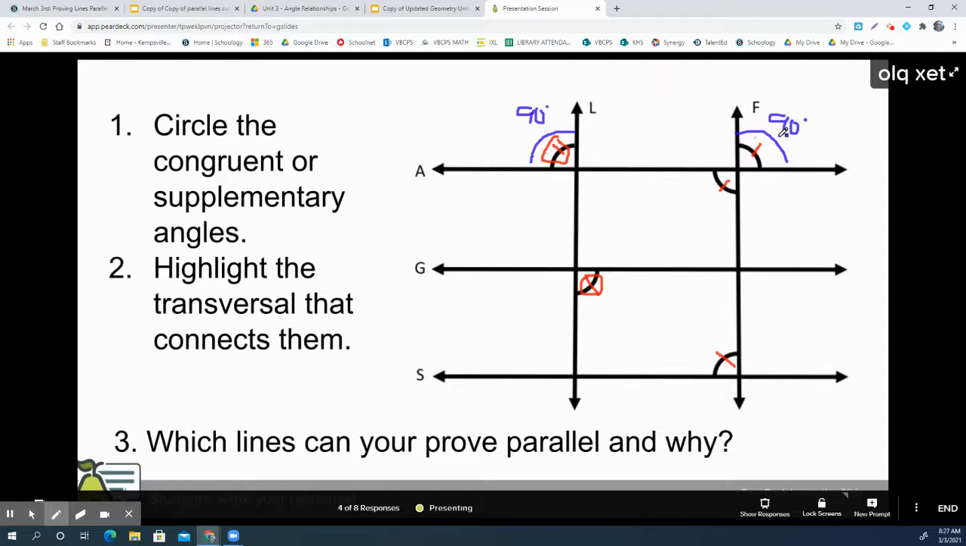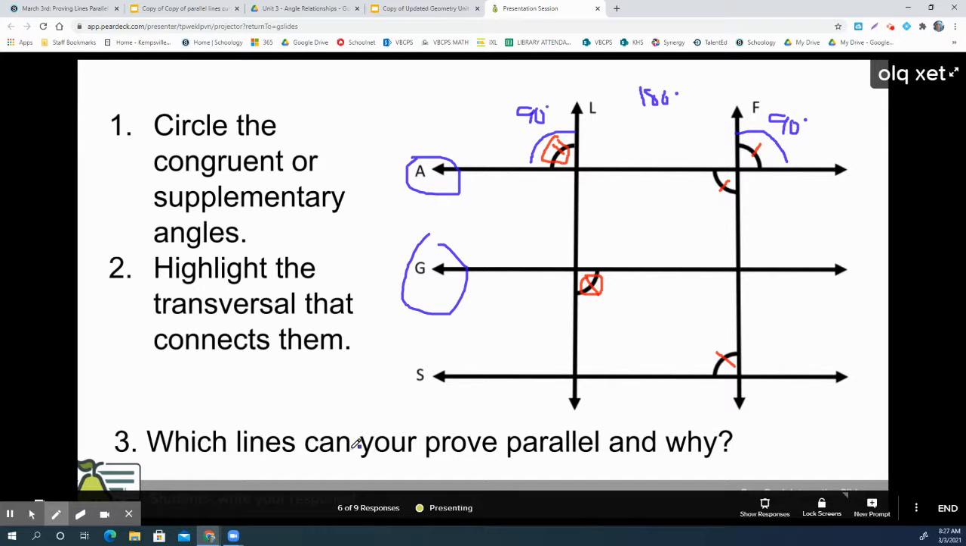Because they're same side of A. They're both on the north side of A, so they have to be supplementary. If they were marked with right angle boxes, we could say L and F are parallel. Because they're only marked congruent, and this is the tricky part, we can't say that. If you're on Pear Deck, please write that in. Probably only A and G are going to be parallel.